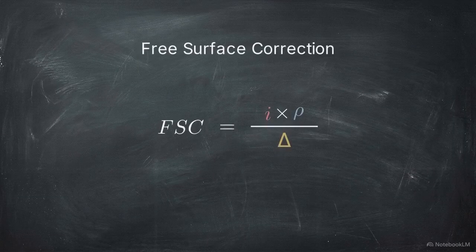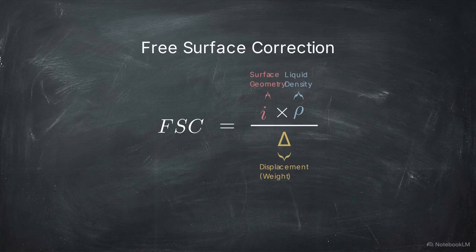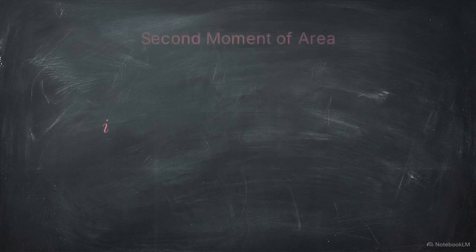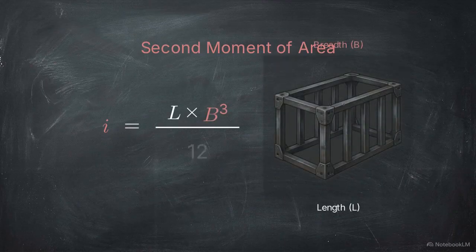This formula calculates exactly how much stability you lose, known as the free surface correction. It divides the tank's surface geometry, multiplied by the liquid's density, by the total displacement, or weight, of the ship. The single most dangerous variable here is I, which represents the second moment of area of the tank's surface. To find it, you multiply the tank's length by its breadth cubed and divide by 12.